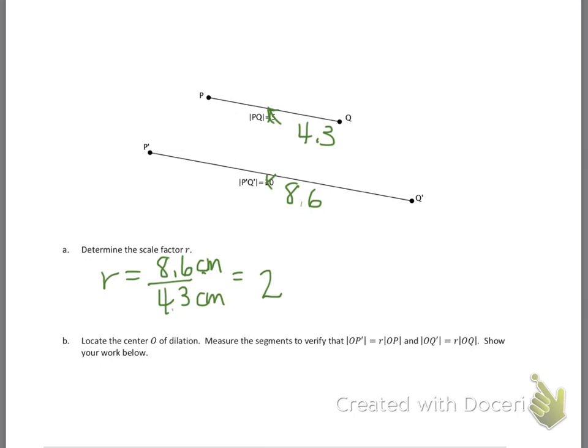Okay, so if these are really dilated points, then we should be able to find some center of dilation that will work for these segments. And so let's see how we could, I want you to think about how you could find the center of dilation. Based on the lessons that we've done in the past, you should have an idea of what to do to find where O is. And then we'll be measuring some segments to verify the scale factor again.